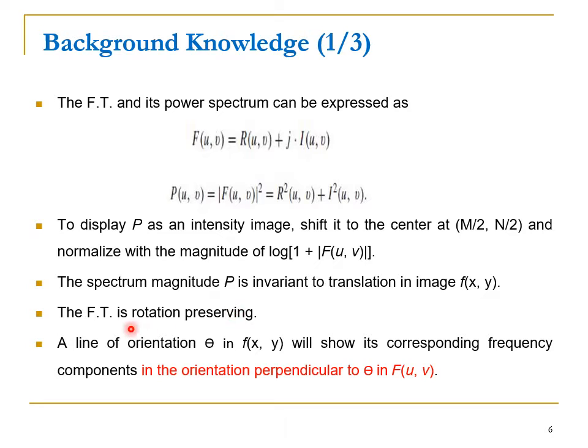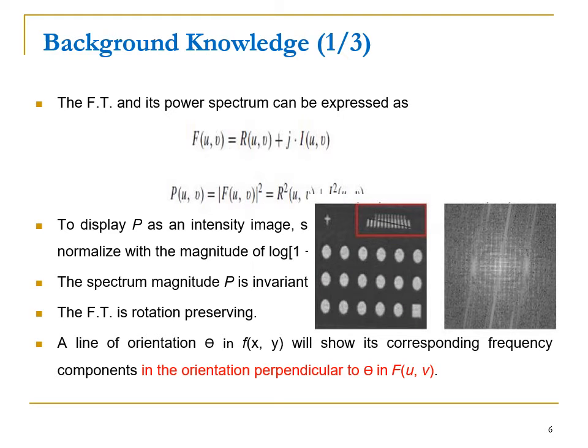Finally, we have a very important property that the authors have exploited. It is that a line of orientation theta in f(x,y) will show its corresponding frequency components in the orientation perpendicular to theta in the Fourier domain. And so it can be seen via this example.